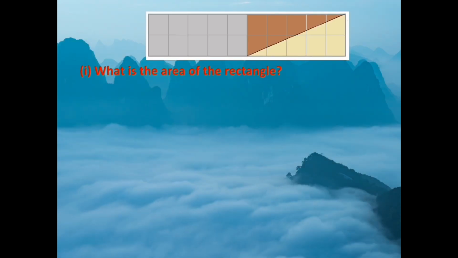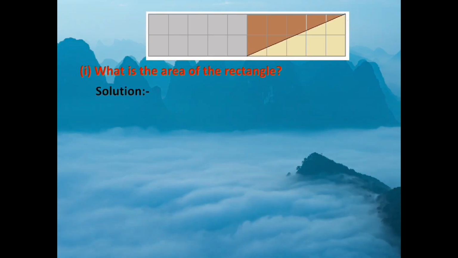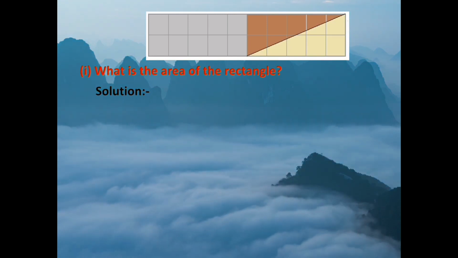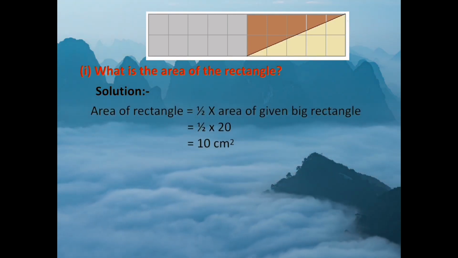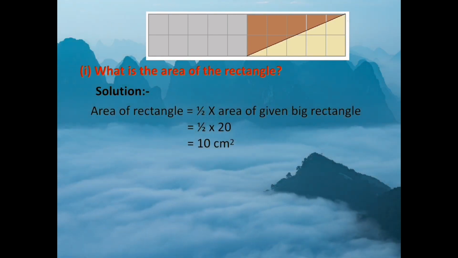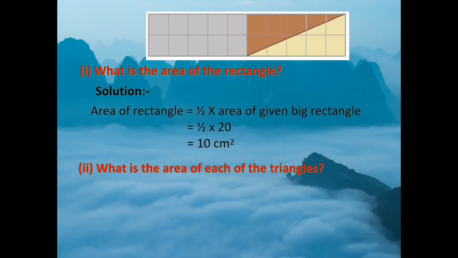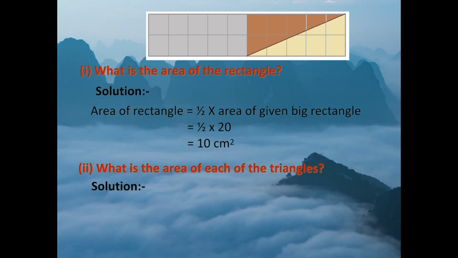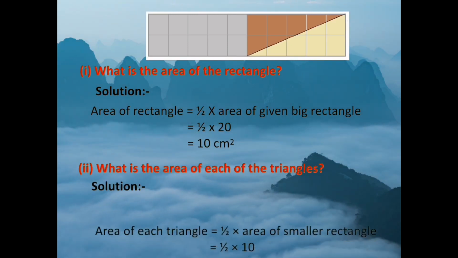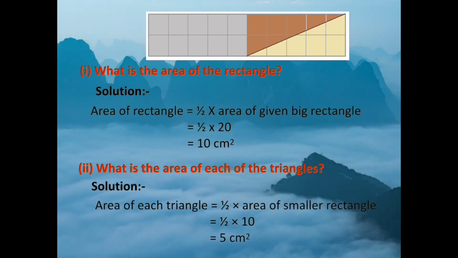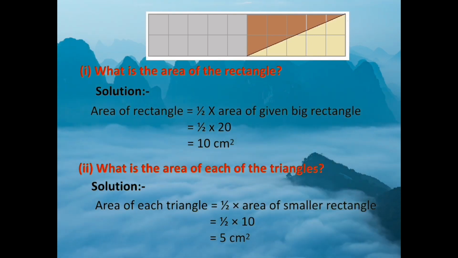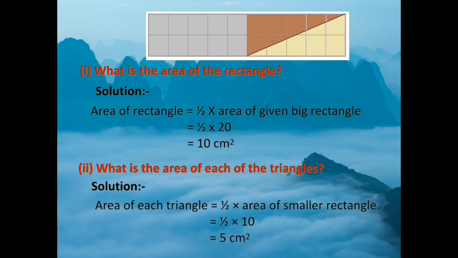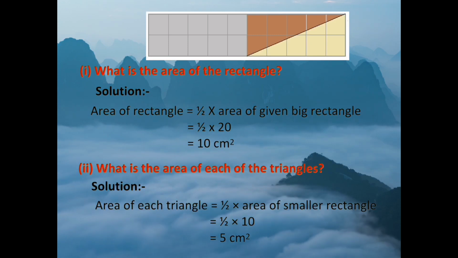What is the area of the rectangle? Area of rectangle is equal to half into area of given big rectangle, that is half into 20 is equal to 10 square centimeter. What is the area of each of the triangles? Area of each triangle is equal to half into area of smaller rectangle, that is half into 10 is equal to 5 square centimeter.